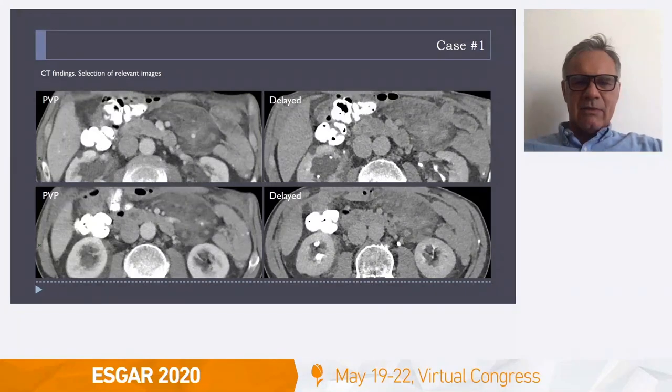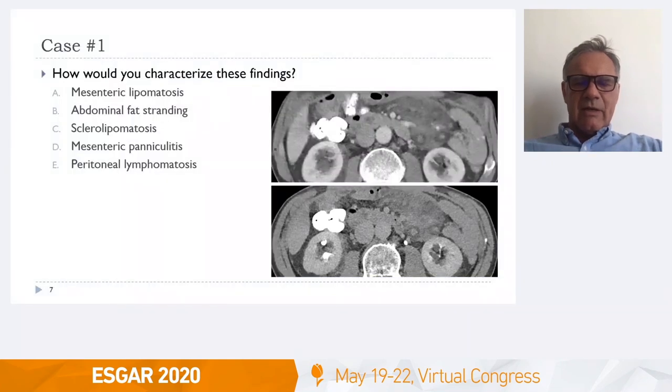CTs. So now you will have questions to answer. And again, you will have to write in the chat box whether you think it's A, B, C, D, or E. So the proposed diagnoses are A, mesenteric lipomatosis, B, abdominal fat stranding, C, scleroderma, D, mesenteric panniculitis, and E, peritoneal lymphomatosis. So pay attention to every little detail.